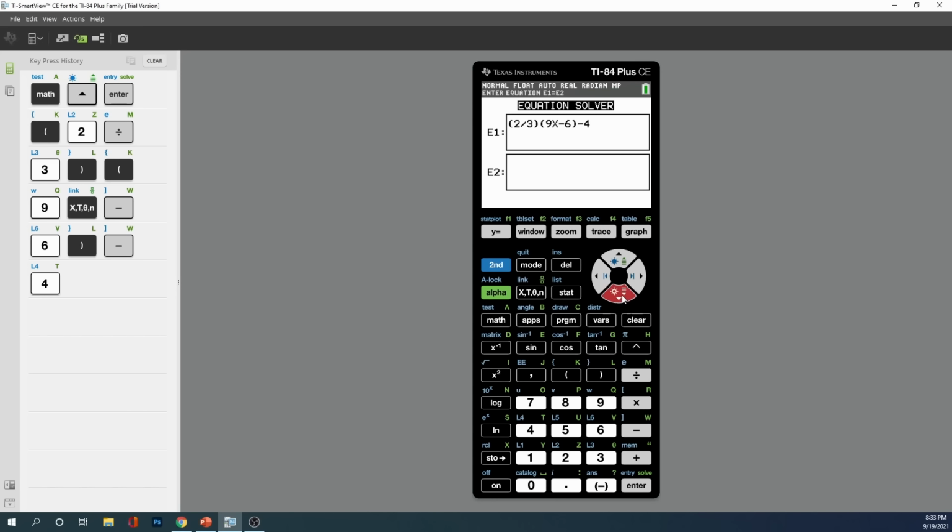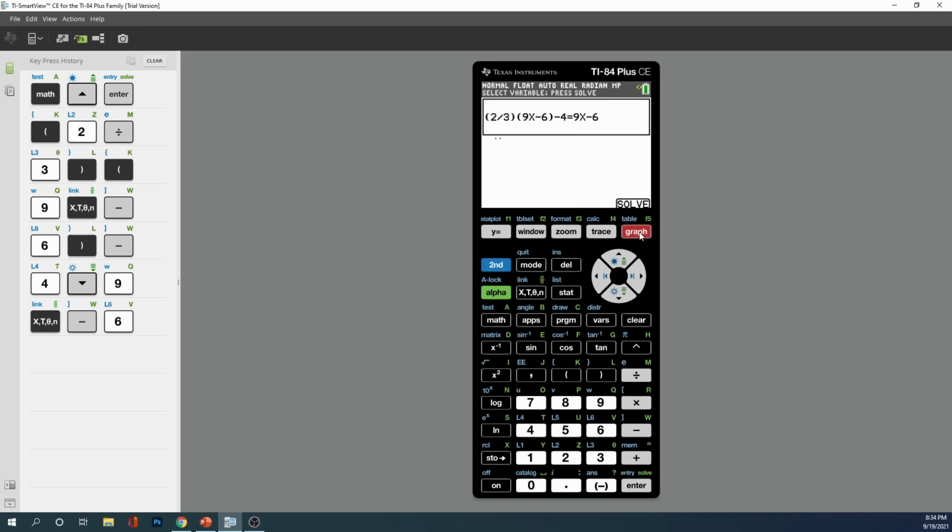Now hit the down arrow, and we want to put in E2. E2 stands for the right side of your equation. That's just 9x minus 6. So we're going to go 9, hit the x button. Again, that's directly to the right of the green alpha button, minus 6. Now, don't hit enter, because this is an app, so you really need to hit the button which is directly beneath OK. That's your graph button. So we're going to hit graph.